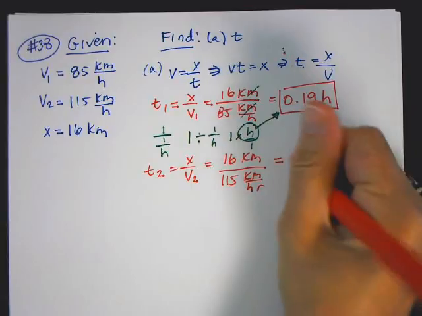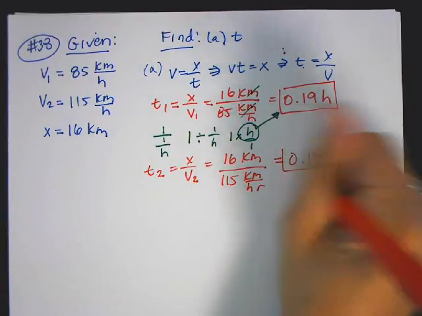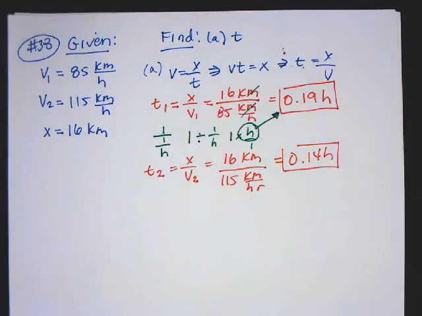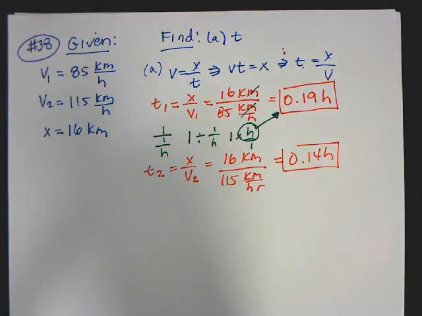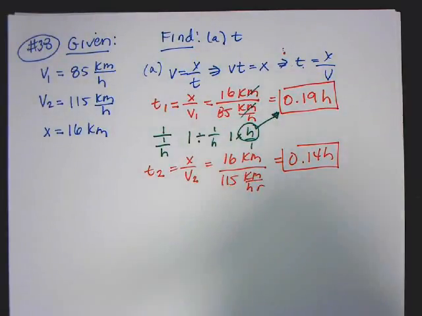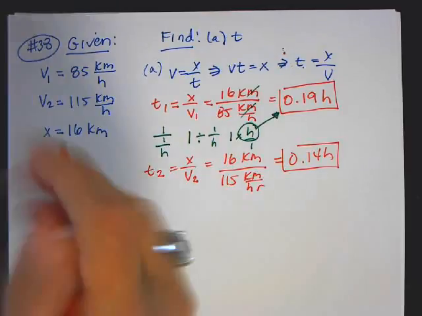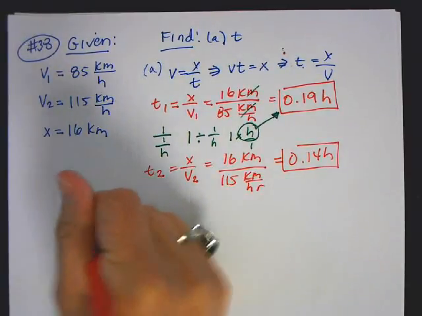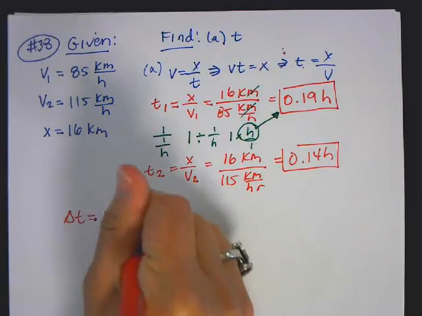So it wants to know, I think the question asks for the difference in time. It says, how much sooner does the faster car arrive? So when it says sooner, it wants the difference. Okay, so now we have to find the difference in time, delta t. So delta t is going to be 0.19 minus 0.14, which comes up to 0.5 hours.